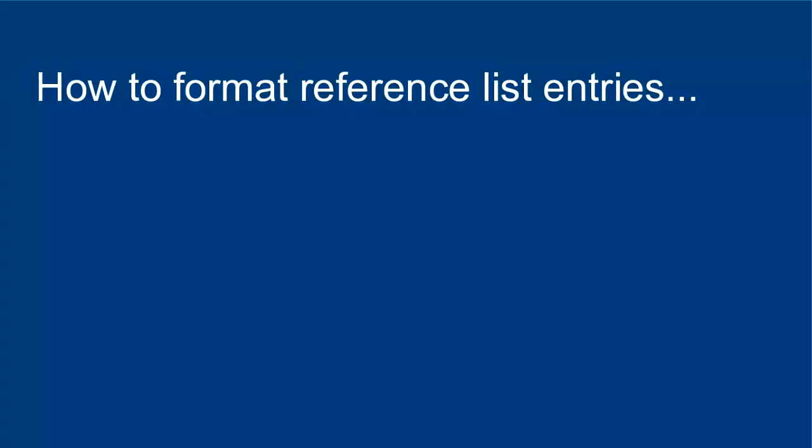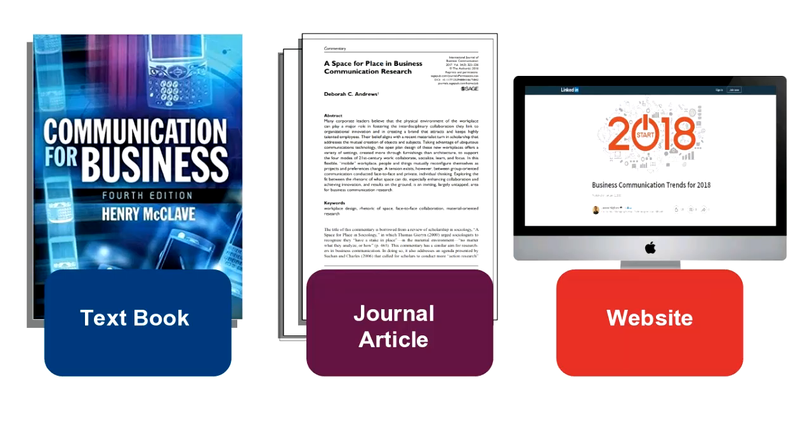Hello and welcome to part 3, and here we're going to look at how to format reference list entries. Here we have 3 of the most commonly used sources for academic assignments. We have a textbook, a journal article and a website. There are many more types of sources out there, such as magazines, newspapers, legal documents, images, videos, reports, etc. But we're going to focus on the 3 most commonly used sources.